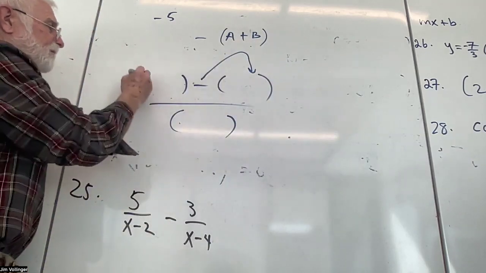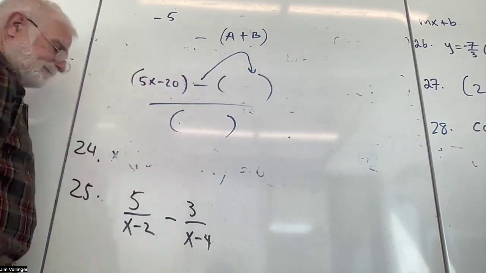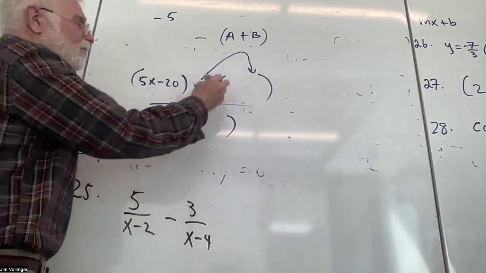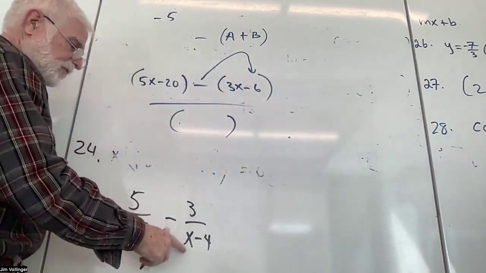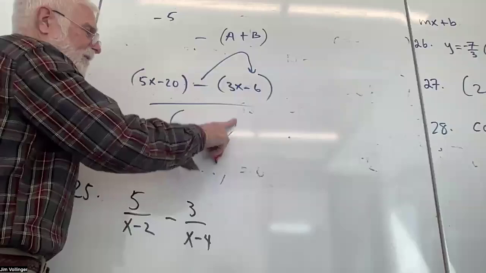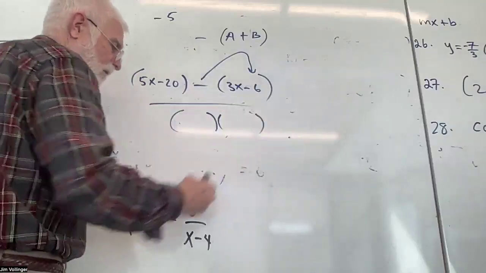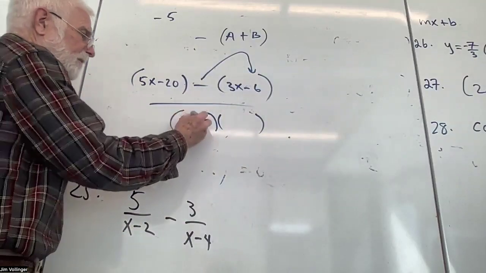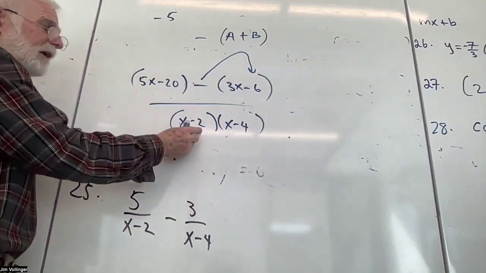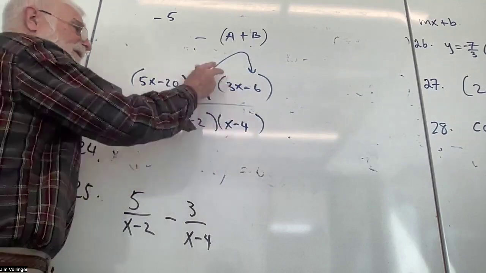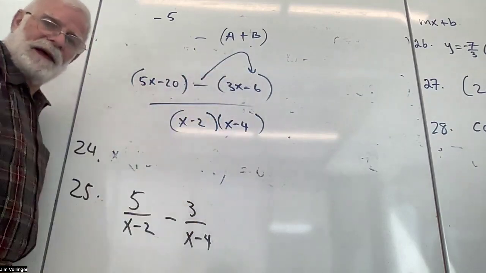5 times x minus 4, 5x minus 20. X minus 2 times 3, 3x minus 6. X plus 2 times x minus 4. I actually, bingo, bango, bongo, I want the bongo to be done later. Because you never know when you're reducing fractions if the numerator might have x minus 2 as a factor or x minus 4. So I'm going to hold off on that.